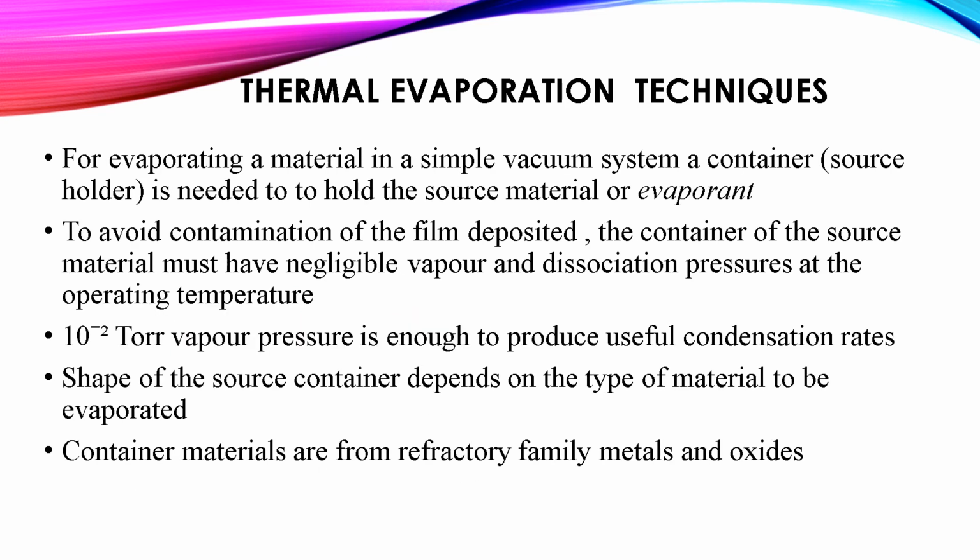For evaporating a material in a simple vacuum system, a container or a source holder is needed to hold the source material or evaporant. To avoid contamination of the deposited thin film, the container of the source material must have negligible vapor and dissociation pressures at the operating temperature. And 10 raised to minus 2 torr vapor pressure is enough to produce useful condensation rates.